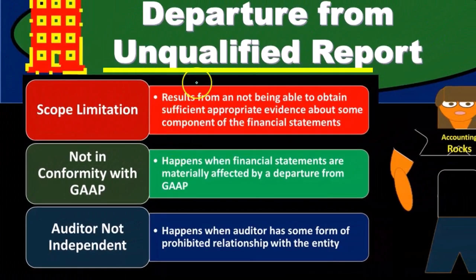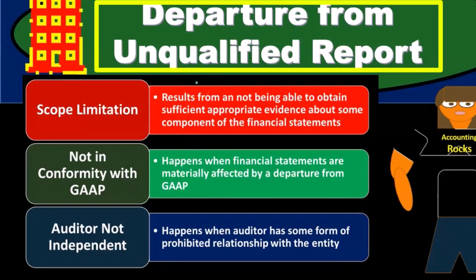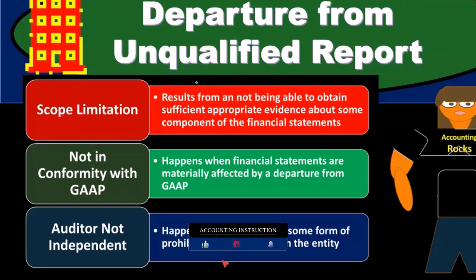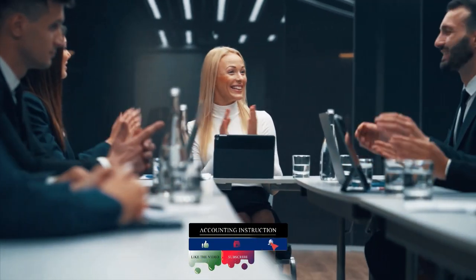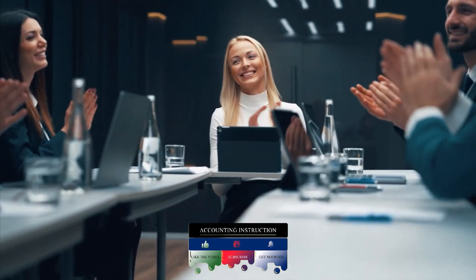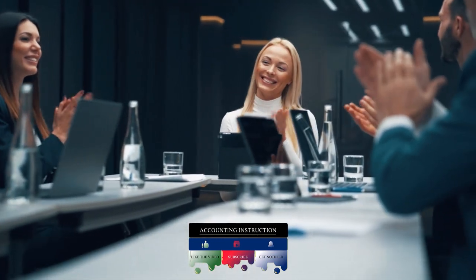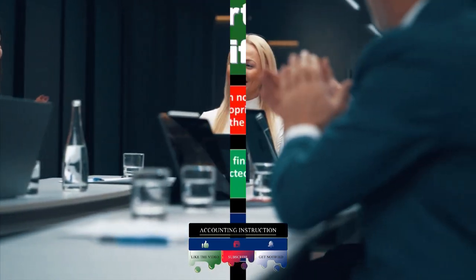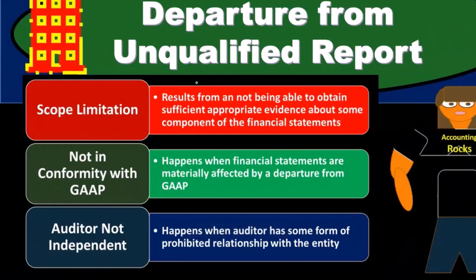Now, if there's a departure, that basically means that there's going to be a problem. There's some type of problem. We're departing from the unqualified report, and we're going to issue something other than an unqualified report. Now, remember, if this happens, then that's kind of not good. There's something that's going to be a fairly significant issue here, requiring us to depart from what we would expect to be the normal standard unqualified report.